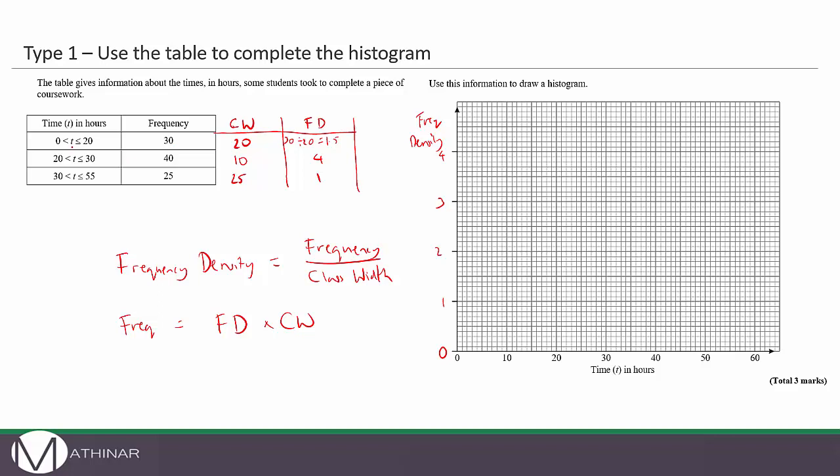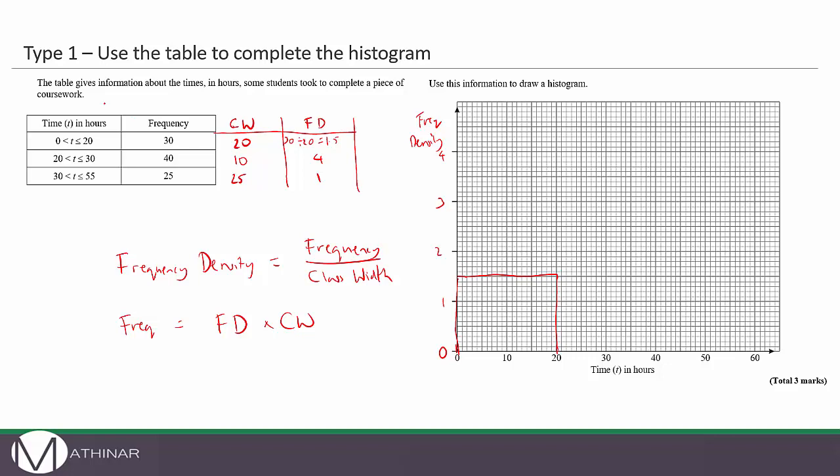The first bar goes from 0 to 20. We don't plot the 30 or the 20, we plot the frequency density. It's got a frequency density of 1.5. So it starts at 0, goes up to 20, and has a frequency density of 1.5, which is here. It looks something like this, and then we just make a box. So that's my first bar in the histogram drawn.